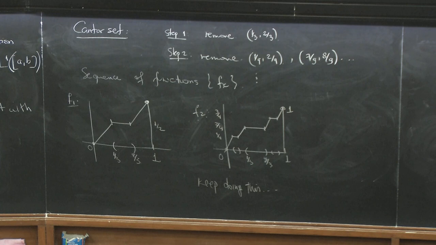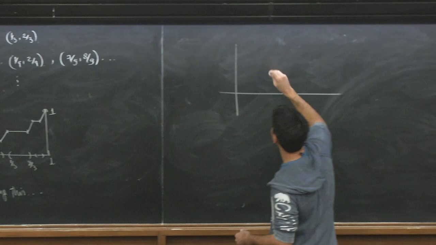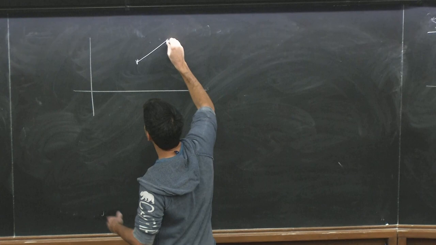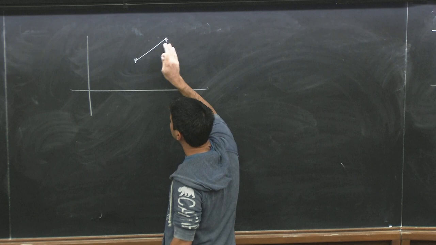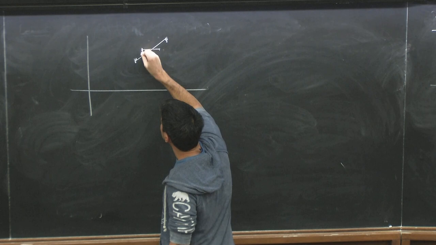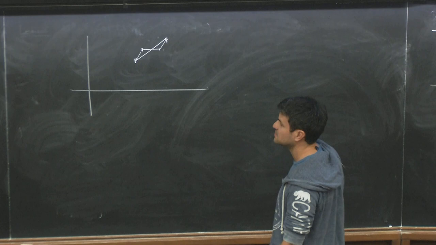So with this sequence of functions, from one step to another, what happens is that if you happen to have a linear piece here, this is an interval that was untouched in the function, you're going to replace this linear piece by something which is in the middle third flat and a new linear piece. So you're going to replace it by this thing. Okay, so this is what we did.